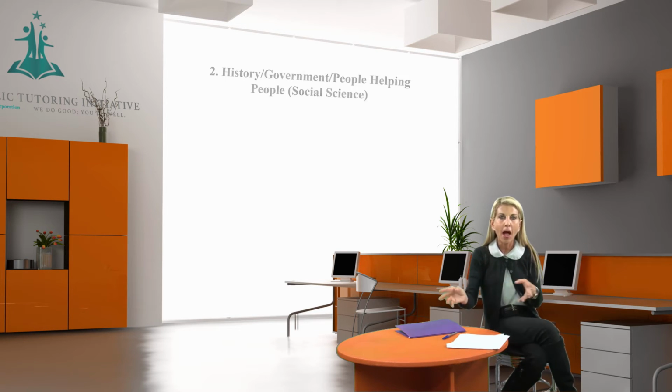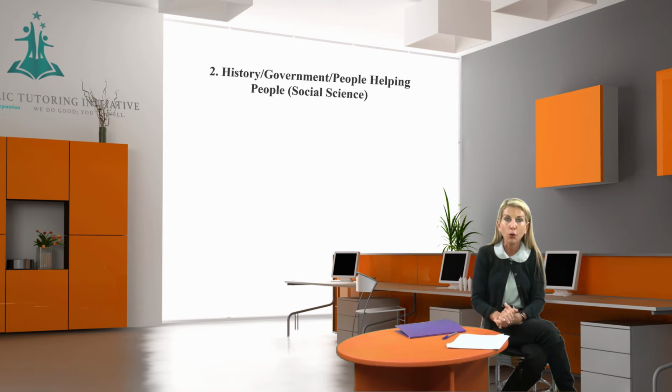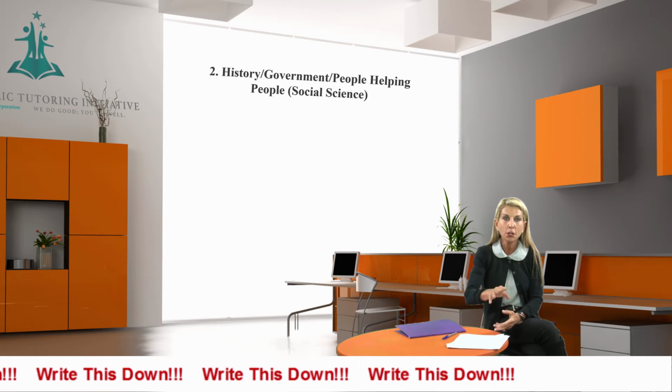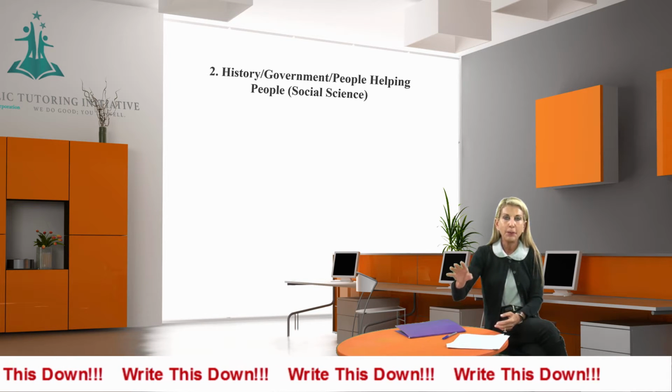That's number 1. Now next to number 2. They call it social science. That's their word for it. I call it history, government, or people helping people. So put me on pause and write that down. History, government, people helping people.